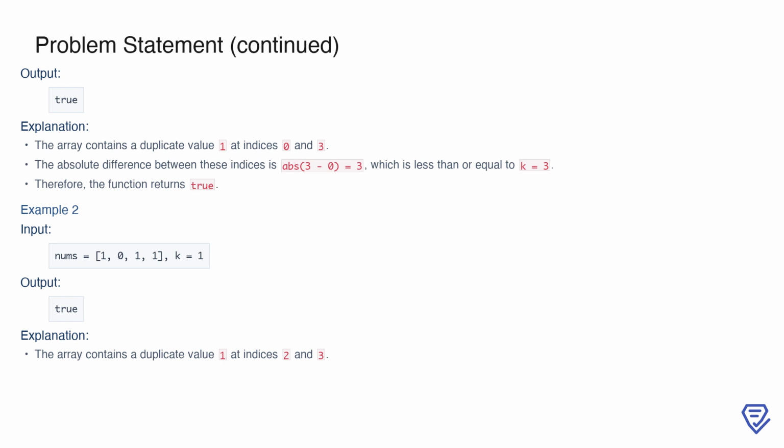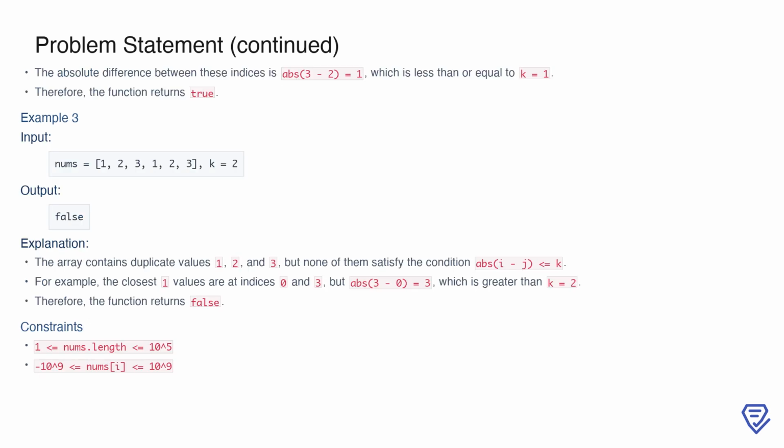Another example uses the input nums equals [1, 0, 1, 1], and k equals 1. Here, the output is also true because the value 1 is found at indices 2 and 3. The absolute difference between these indices is abs(3 - 2), which equals 1, and this satisfies the condition of being less than or equal to k.